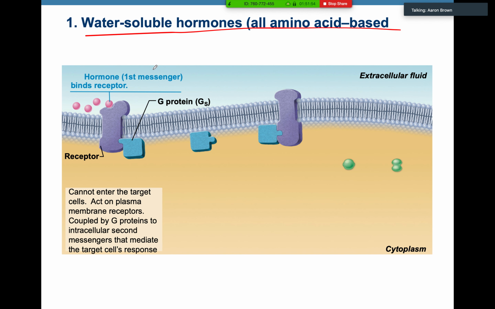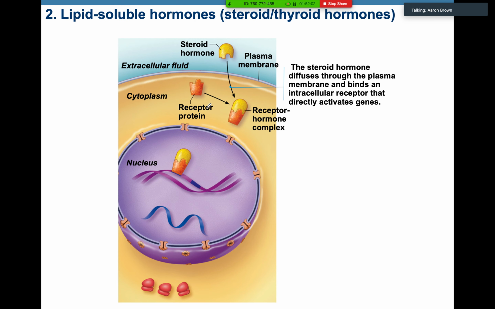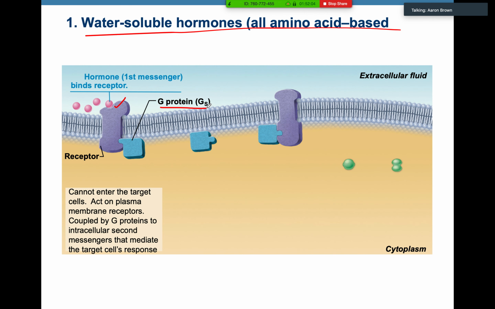They have to work through second messengers. And so they will bind to a receptor that triggers an activation of a G protein. That G protein will go on to cause a cascade and cause changes inside of the cell itself. Okay. And so there's three types of G proteins. We have G sub S, G sub I, and G sub Q.